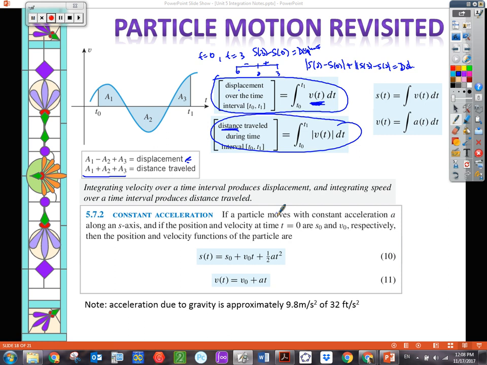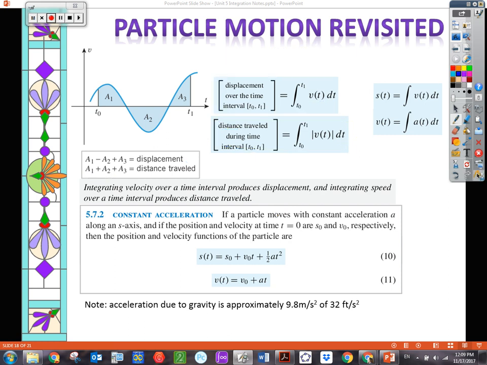Okay. So these two formulas right here will certainly be on formula quizzes. Those are important formulas. We need to know how to find displacement using an integral. We need to know how to find distance using an integral. So those will be on formula quizzes.